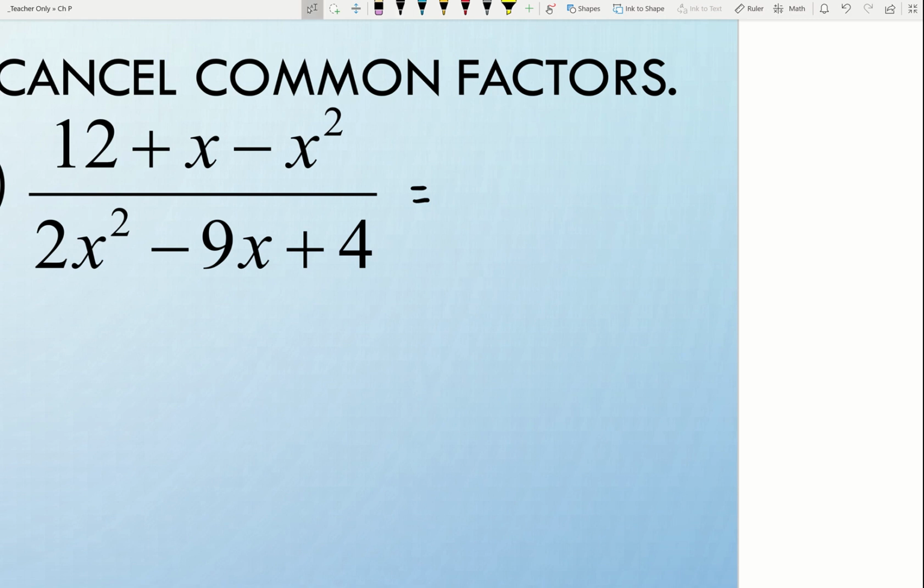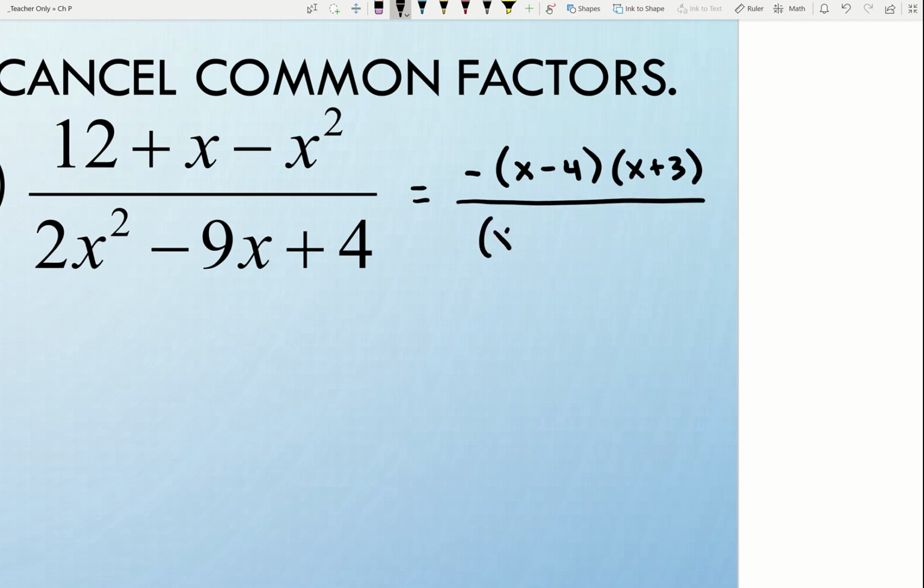And it looks like my pen is not writing here. Oh, there it goes. Okay, so -1, which I'll just represent by that negative there. And then additionally, in the top, you'll have factors of x minus 4 and x plus 3. And then in the denominator, when you factor that, those are going to have factors of x minus 4 and 2x minus 1.